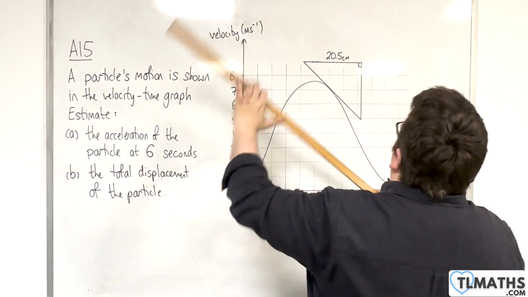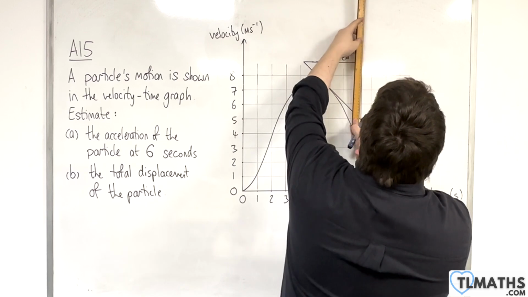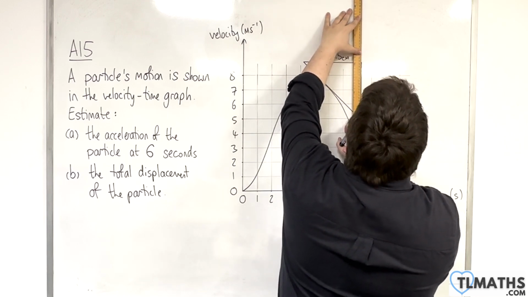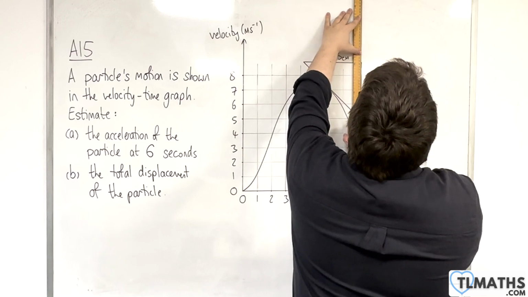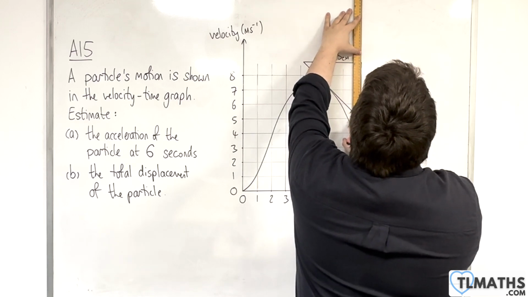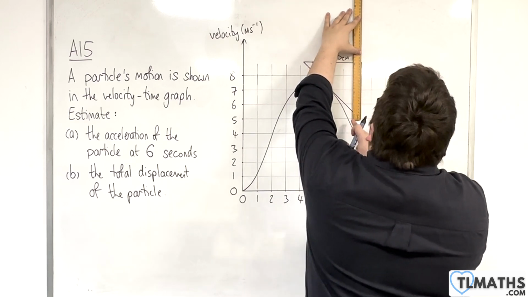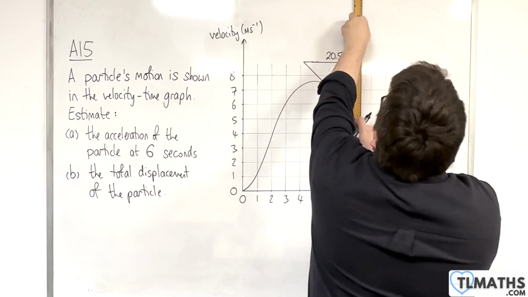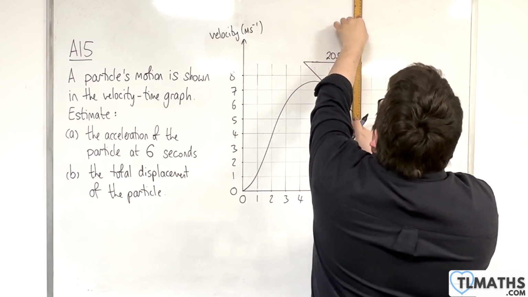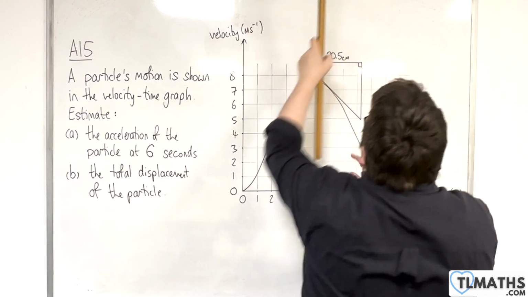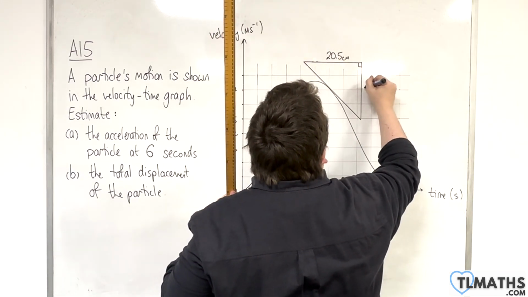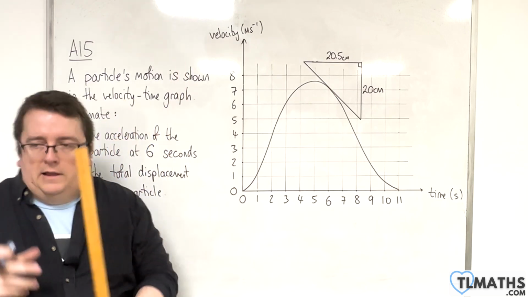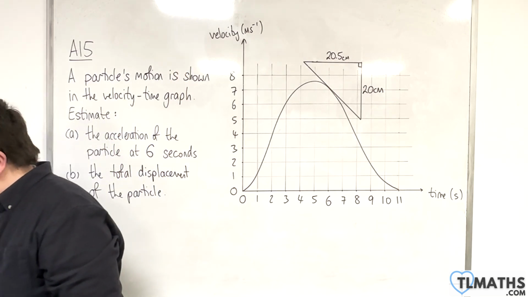Which way around am I going? So this is... Is that actually 20.5? I think it's more 20. I think that's 20 centimetres. I thought I'd fluked the same height.